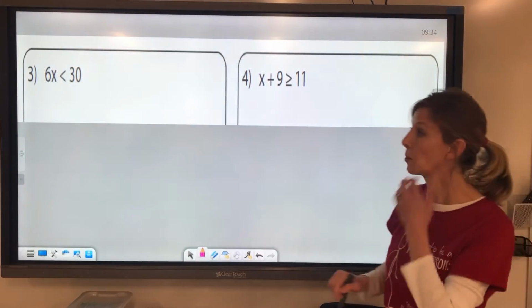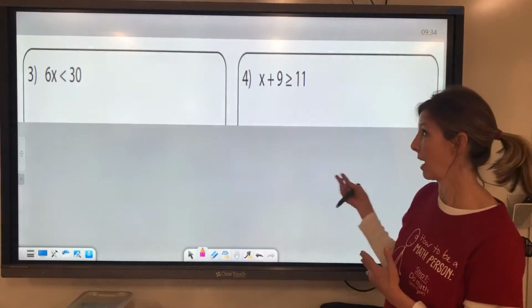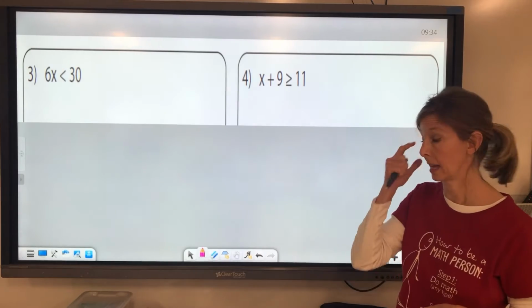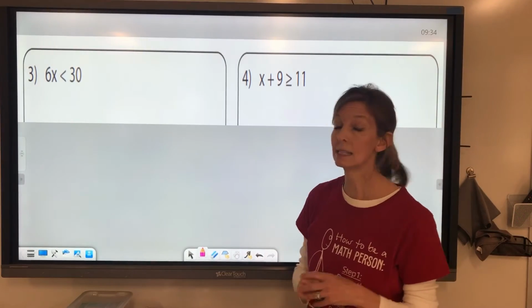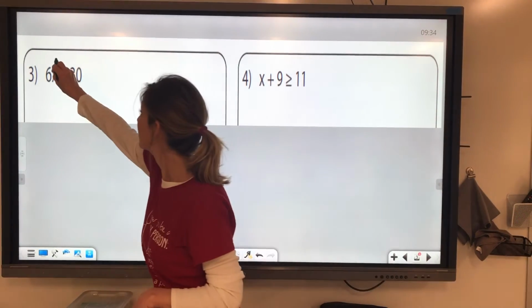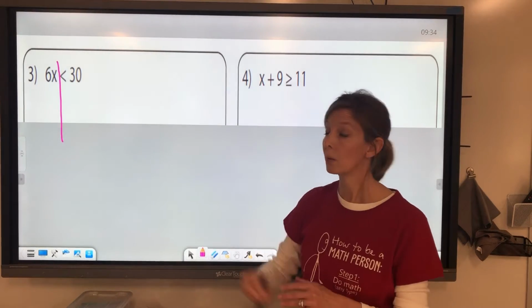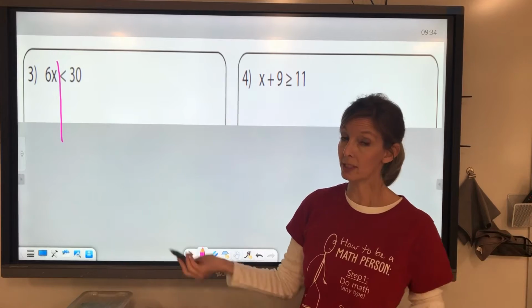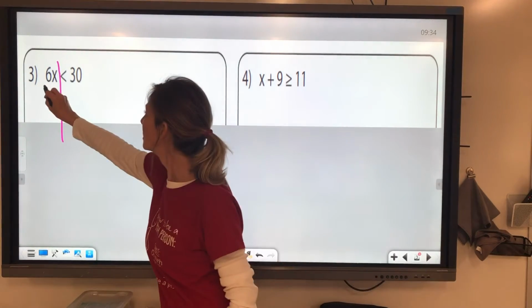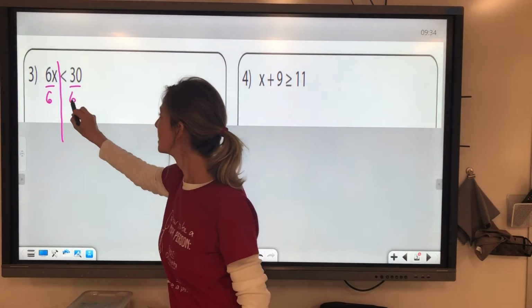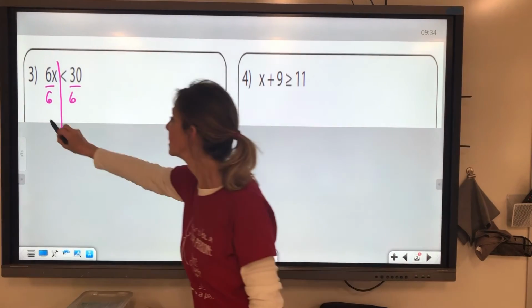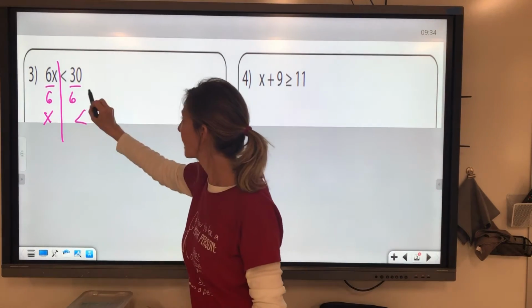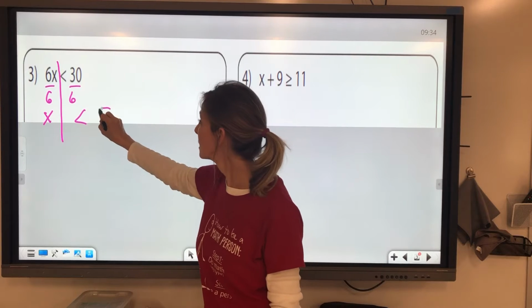Okay, let's just look at 2 more. Now you notice I didn't give you graphs on these 2, and I'm going to show you why in just a second. All right, 6x is less than 30. I'm drawing my line. Well, the 6 and the x are being multiplied because they're smushed up next to each other. And to undo multiplication, division. Divide both sides by 6. X is less than 30 divided by 6 is 5.